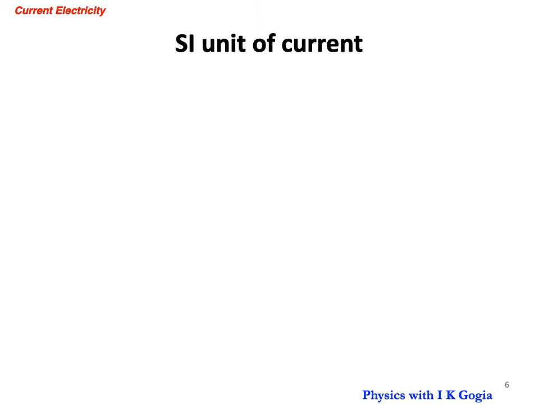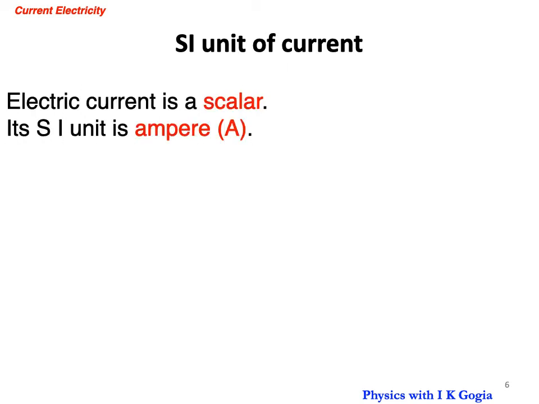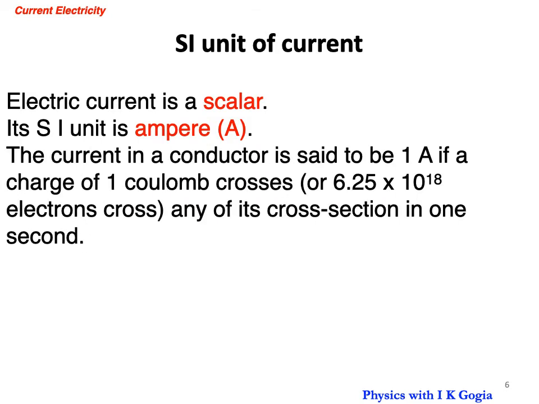Now let's define the SI unit of electric current. Electric current is a scalar quantity with SI unit ampere. Capital A is the symbol for ampere. The current in a conductor is said to be 1 ampere if a charge of 1 coulomb crosses any of its cross section in 1 second. That 1 coulomb charge means 6.25 into 10 to the power 18 electrons per second.